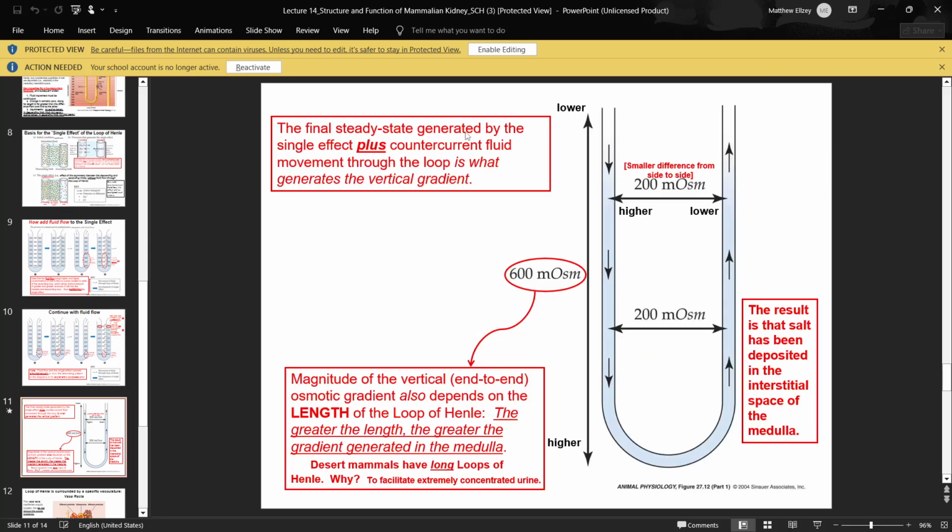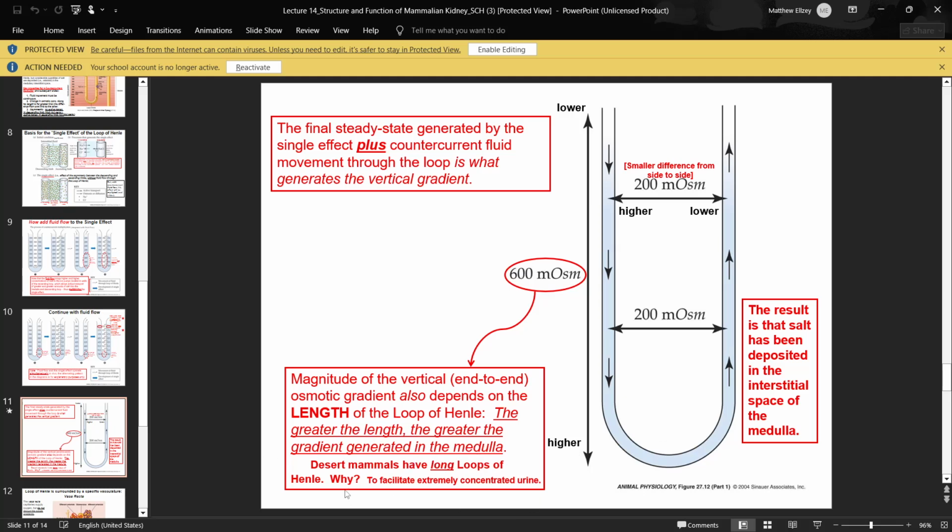And so the final steady state generated by the single effect plus the countercurrent fluid flow through the loop is what generates this vertical gradient, where we have a higher osmolarity down here compared to a lower one up here. And again, note there's not much of a difference between either side of the loop. It's more of a vertical gradient. The magnitude of the vertical osmotic gradient also depends on the length of the loop of Henle. The longer the loop is, the larger the gradient becomes. Again, the greater the length, the greater the gradient in the medulla.